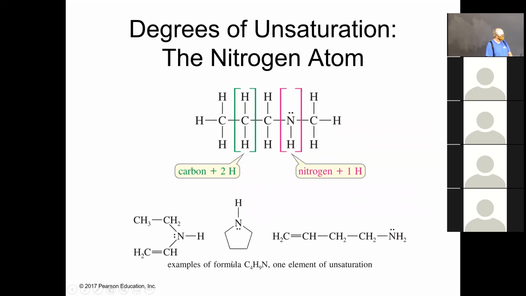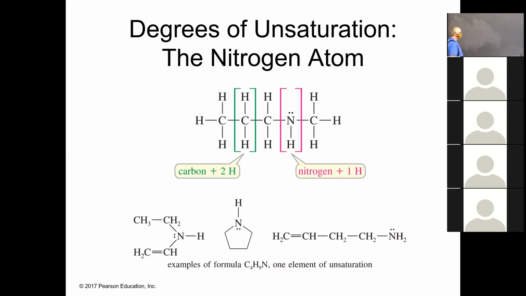These are examples of nitrogen compounds that have one element of unsaturation. I think there's actually an easier way to calculate elements of unsaturation than what the slides tell you.